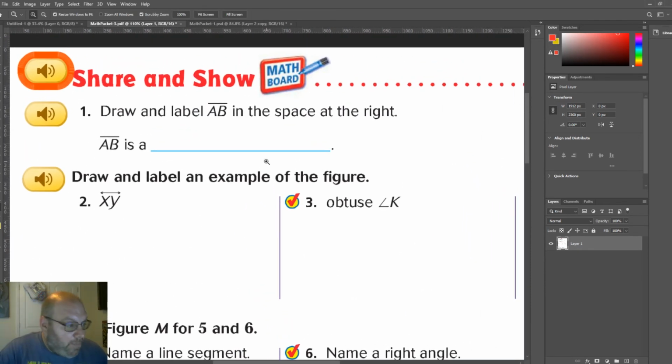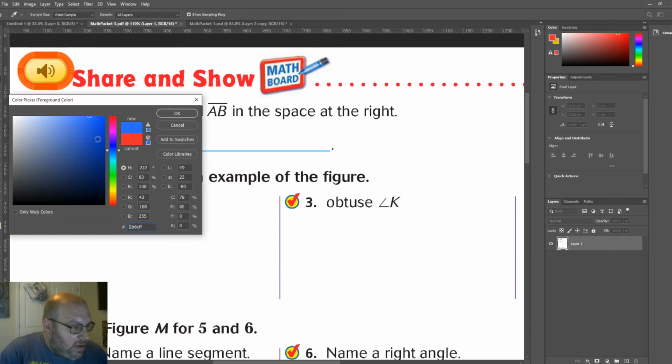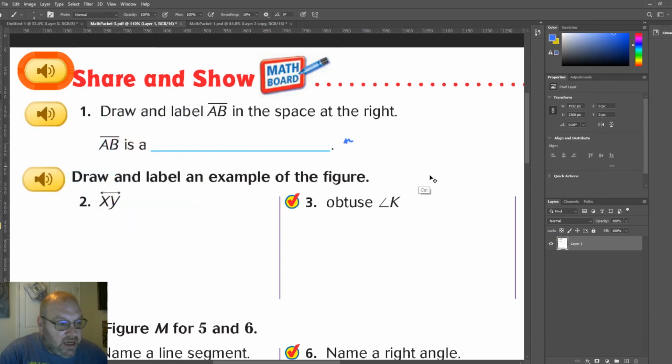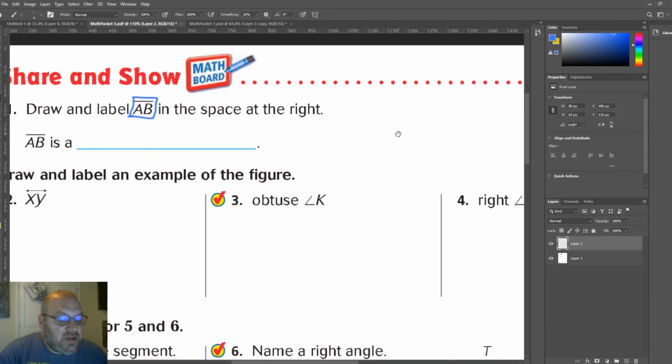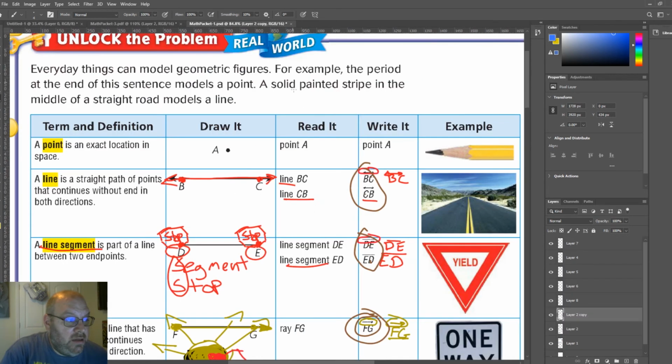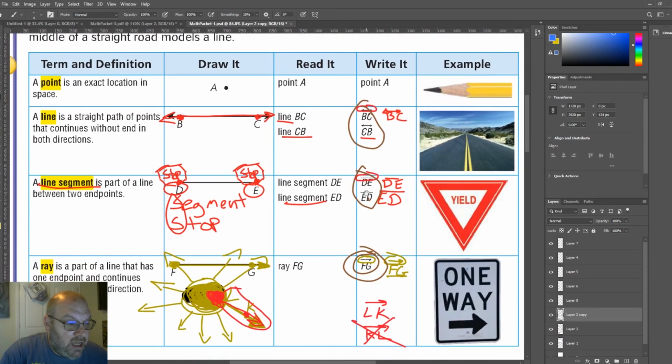The first one, let me use a different color than red. I'm going to do a soft blue. There we go. Let's try to test it out. Yeah, I like it. All right, so draw and label this in the space at the right. So what is that? Is it a line segment, a ray, an angle? If we go back, it looks a lot like one of these, right?